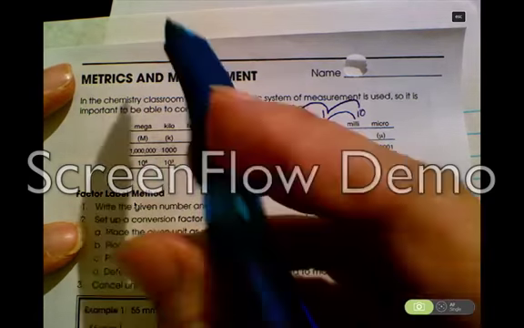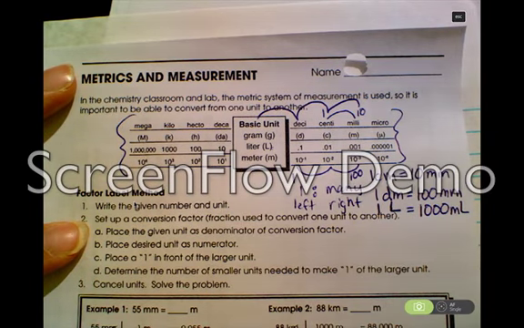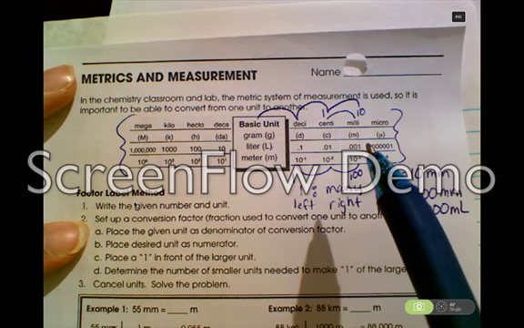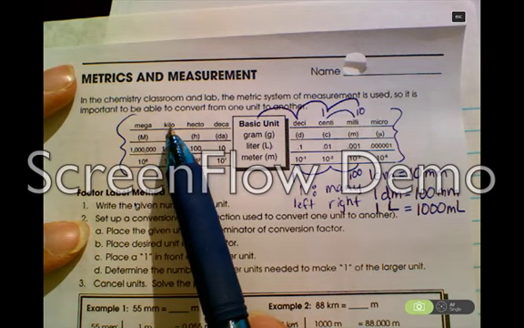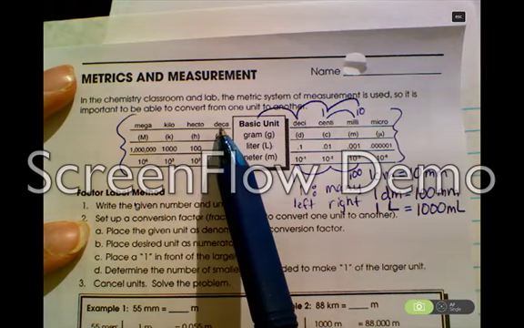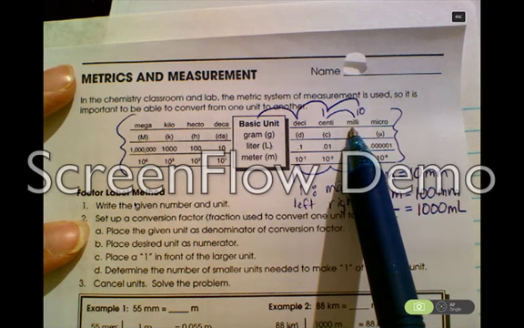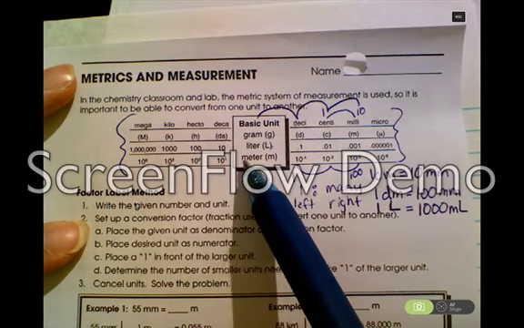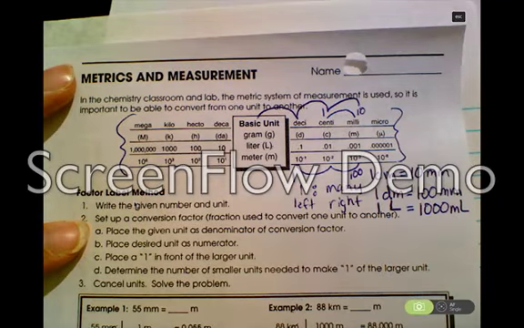So all you have to do really is memorize this, and then you can know all your metric relationships that you need to know. Some people will have made up a mnemonic to help them remember. Here's one that I know: King Henry died by drinking chocolate milk. There's also King Henry died moaning, laughing, groaning during Christmas morning. There's a whole bunch of different ones, so you need to memorize that.